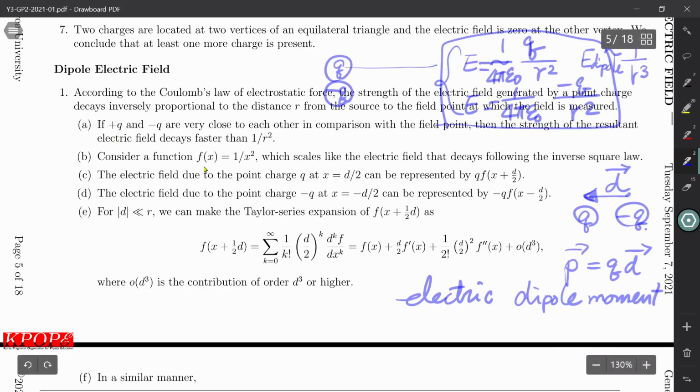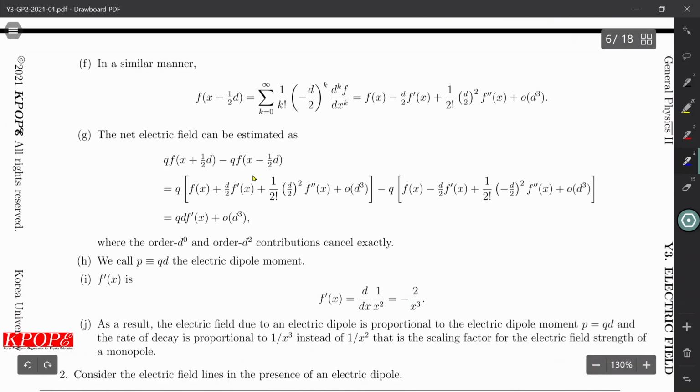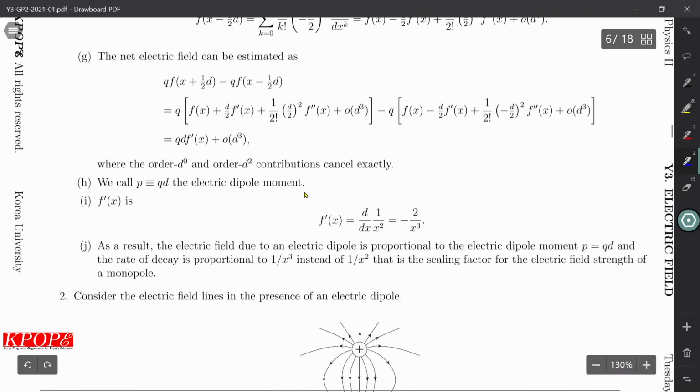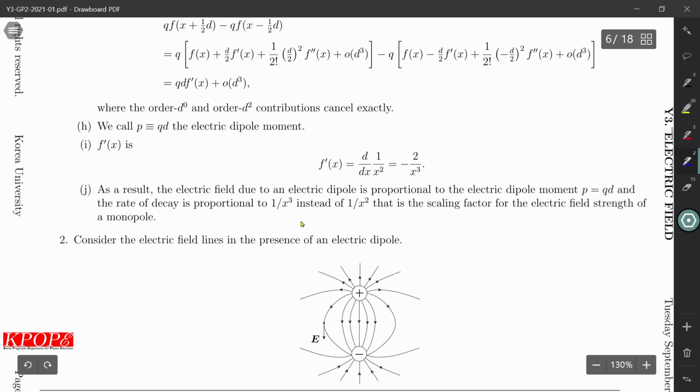Consider a function f of x equals 1 over x squared. You can follow this simple, straightforward mathematical calculation. This is the proof that the leading term is cancelled. You'll find the dipole electric field decays faster than that of the monopole. That means 1 over r cubed instead of 1 over r squared.